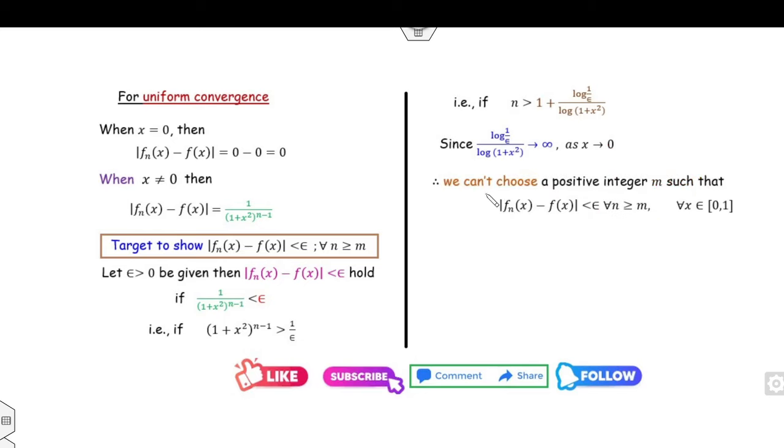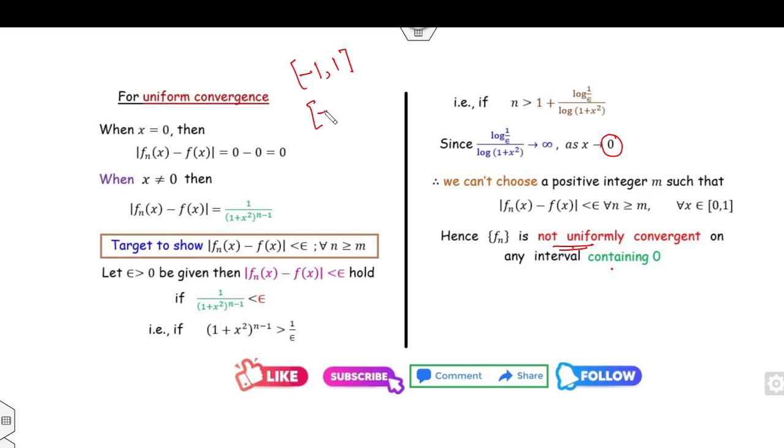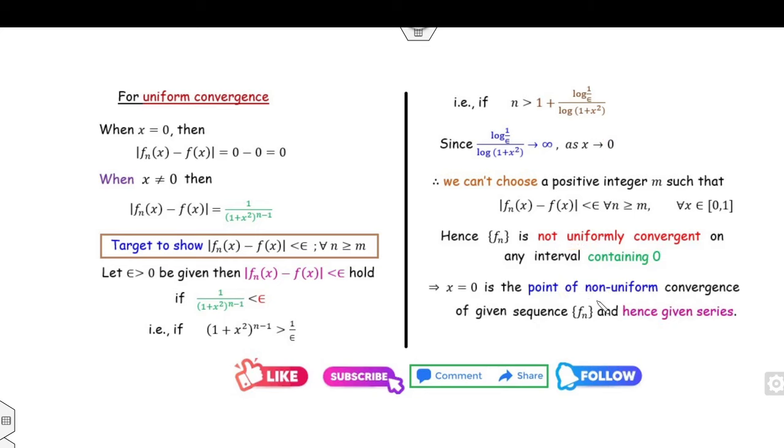Therefore we can never choose a positive integer n which satisfies this condition, which implies Fn is not uniformly convergent on any interval which contains 0, whether the interval is (-1, 1), (-3, 7), (-3, 100), or whether it's R. So this sequence or series is not uniformly convergent on any interval containing the point 0, and that point 0 is called the point of non-uniform convergence.